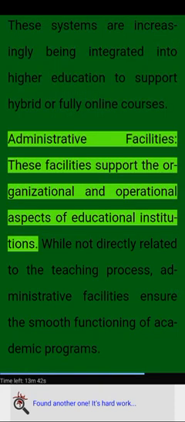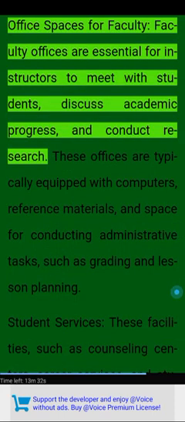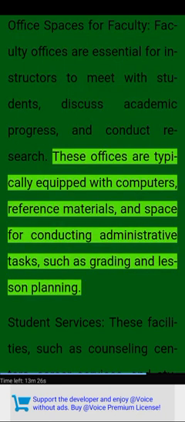Administrative facilities. These facilities support the organizational and operational aspects of educational institutions. While not directly related to the teaching process, administrative facilities ensure the smooth functioning of academic programs. Office spaces for faculty. Faculty offices are essential for instructors to meet with students, discuss academic progress, and conduct research. These offices are typically equipped with computers, reference materials, and space for conducting administrative tasks, such as grading and lesson planning.